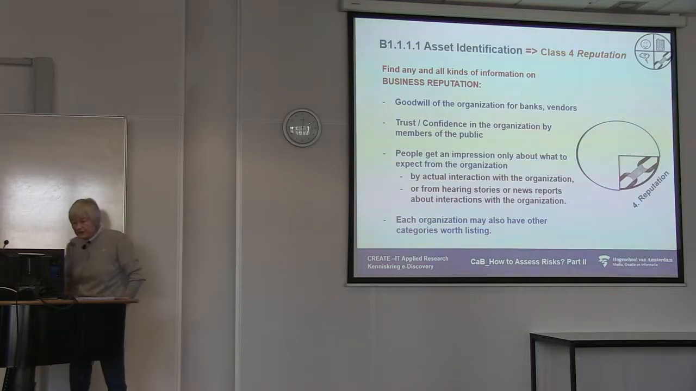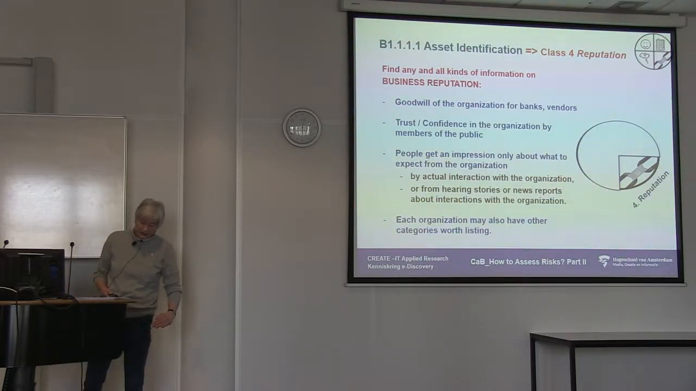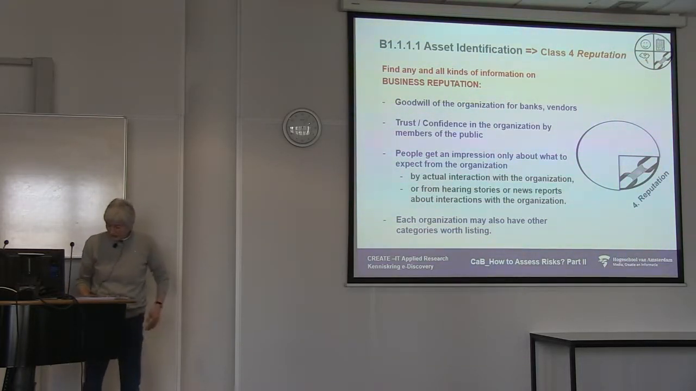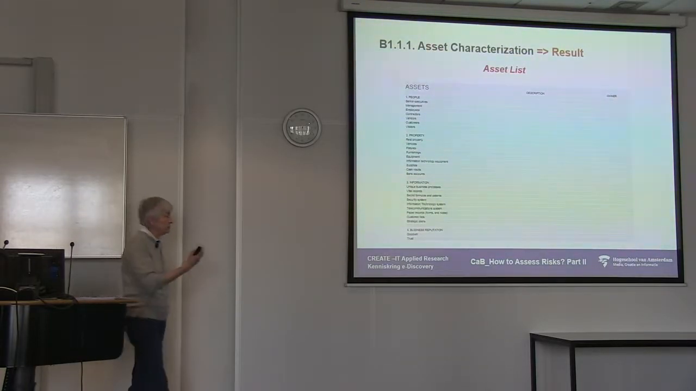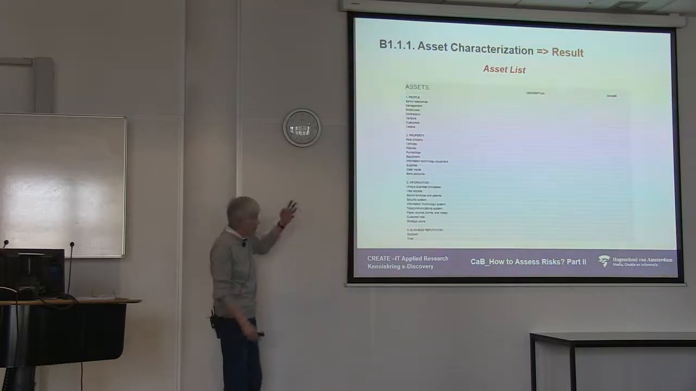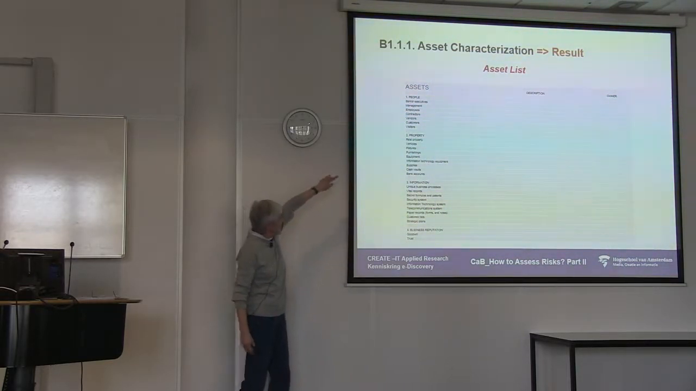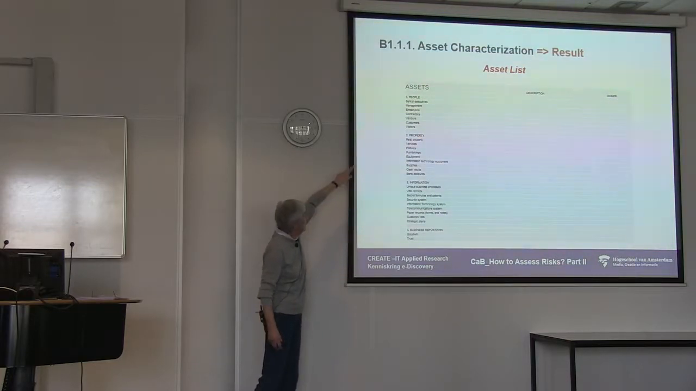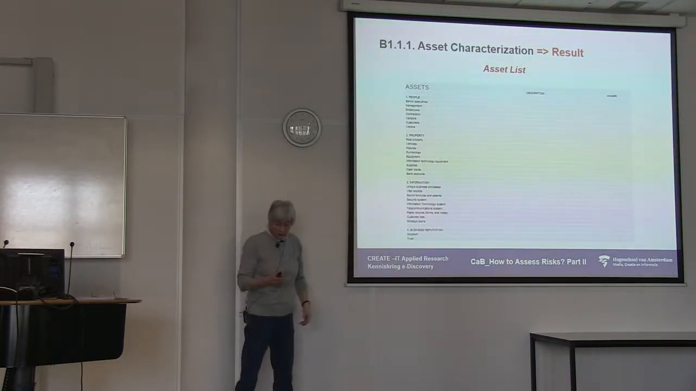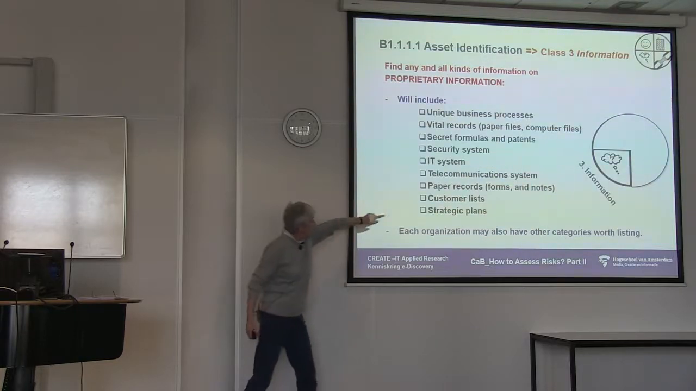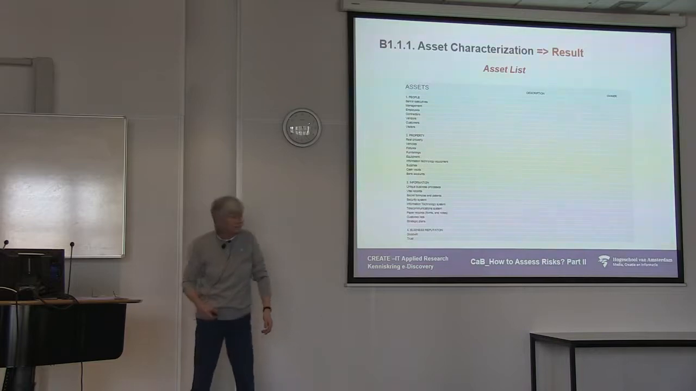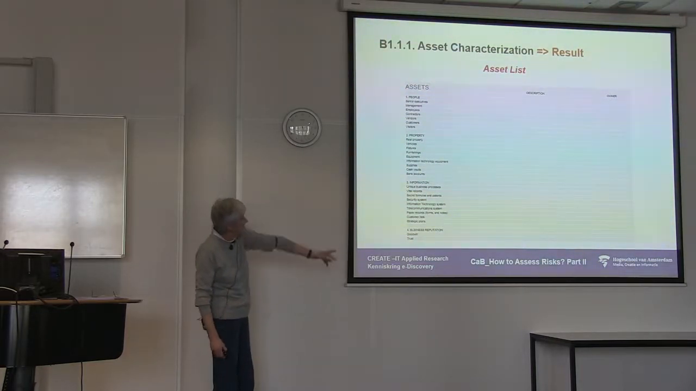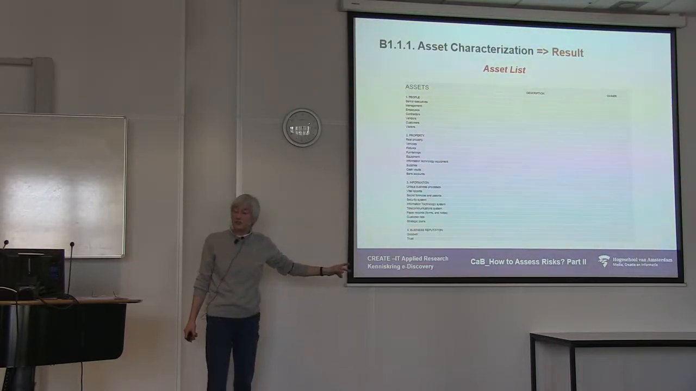So what you do is first list all the assets, then subdivide it into the four appropriate classes. And if you make a spreadsheet out of it, then it could look like this. Here you see the four classes, and here you see all these bullets. And you see next there is a column called description.